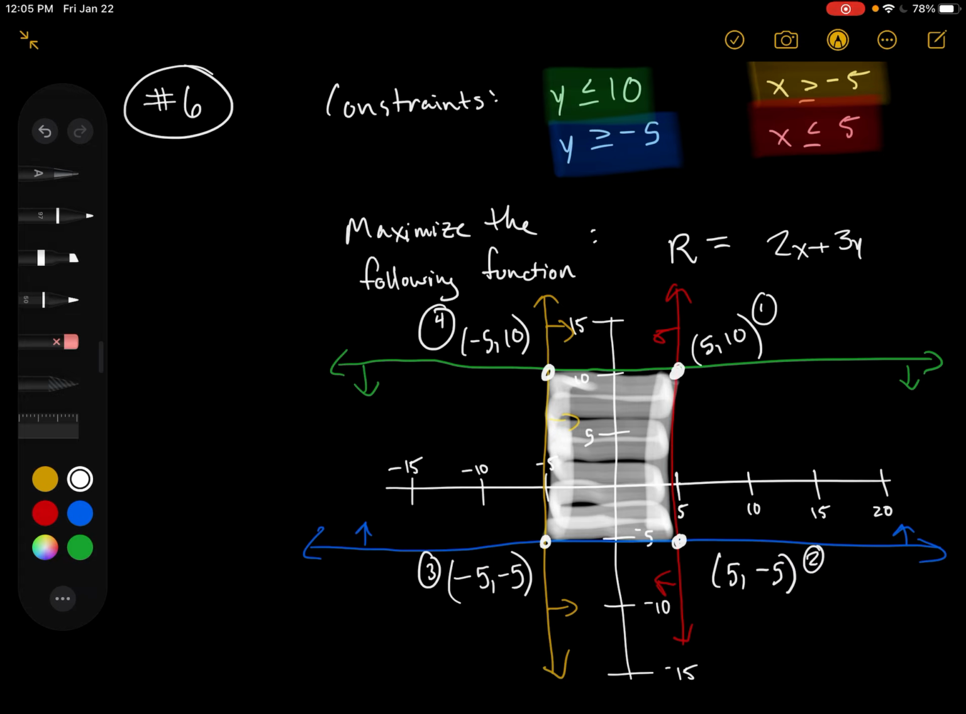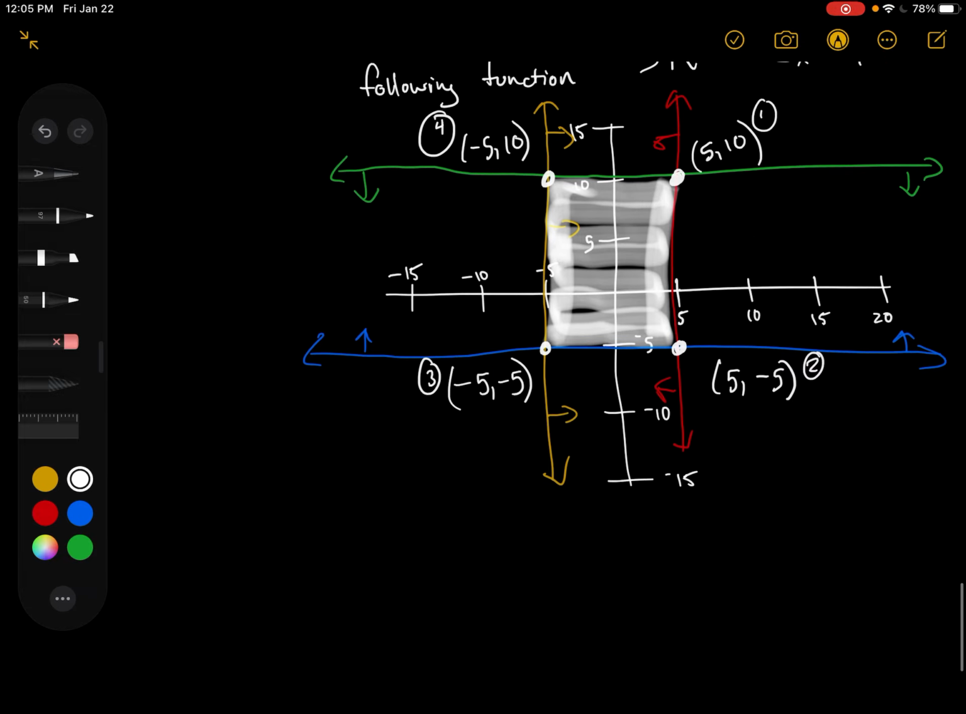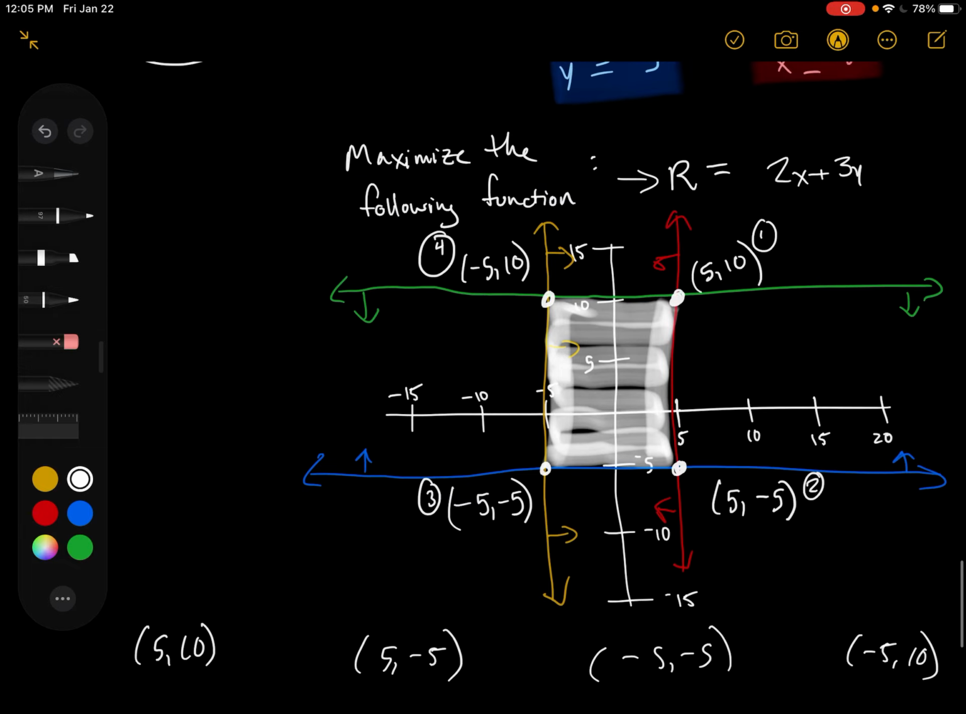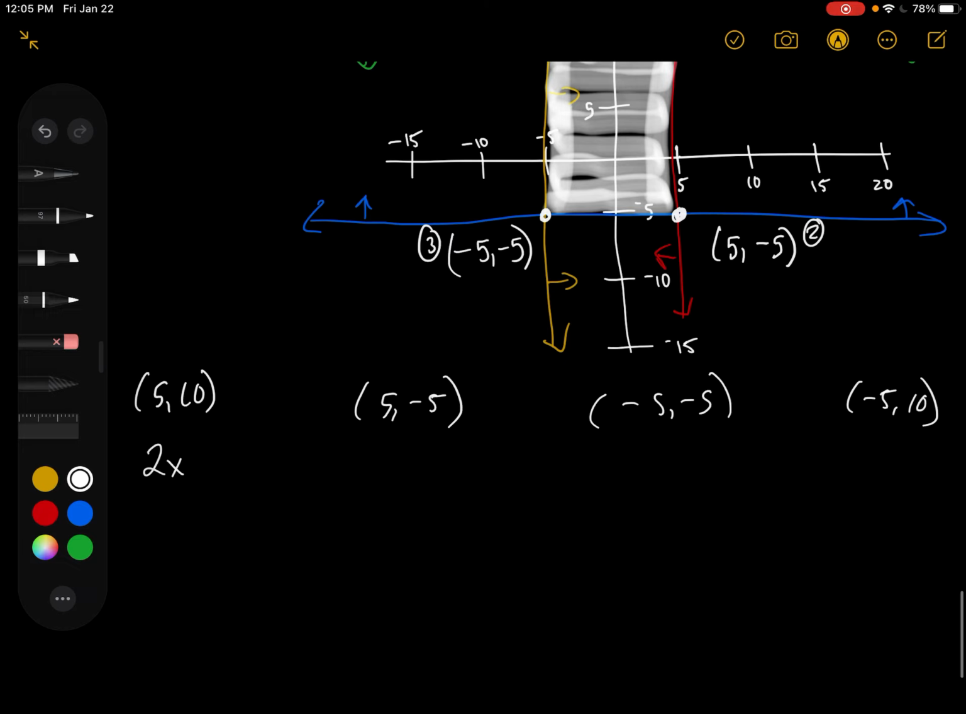So now it's time to take each of these and plug it into our function. So again, corner 1, we have 5, 10. Corner 2, 5, -5. Corner 3, -5, -5. And then corner 4, -5, 10. Each of these is going into 2x plus 3y. So we're going to take our x and y values and plug them in. So again, some calculator math here with our multiplication. We have 40 for our first one.